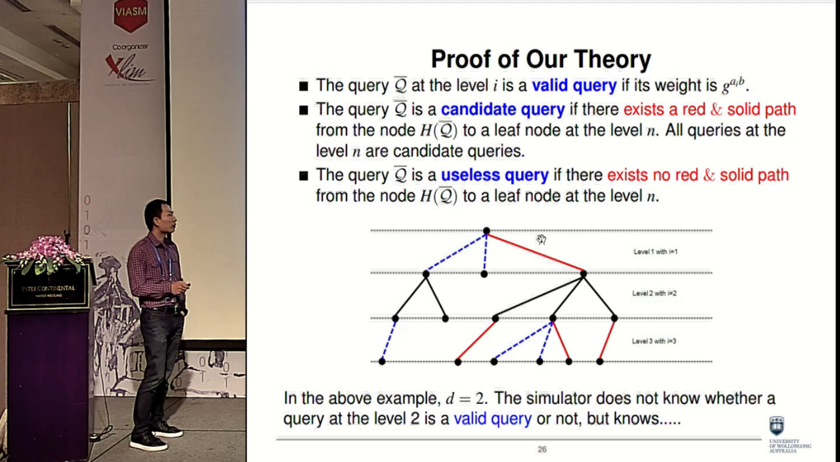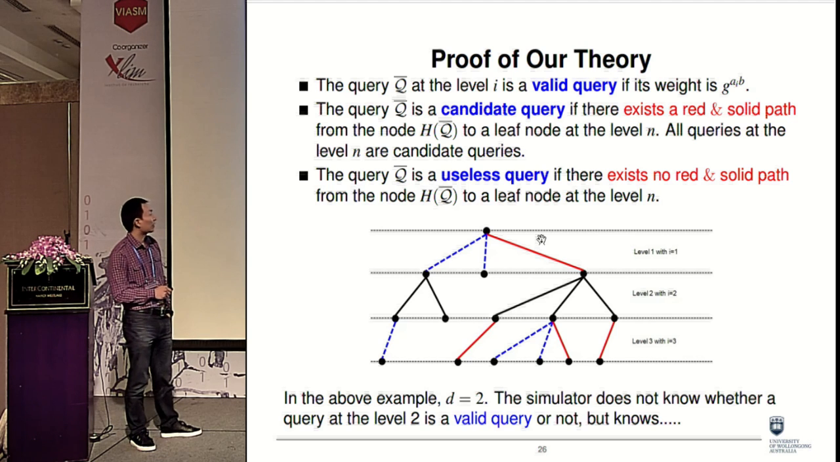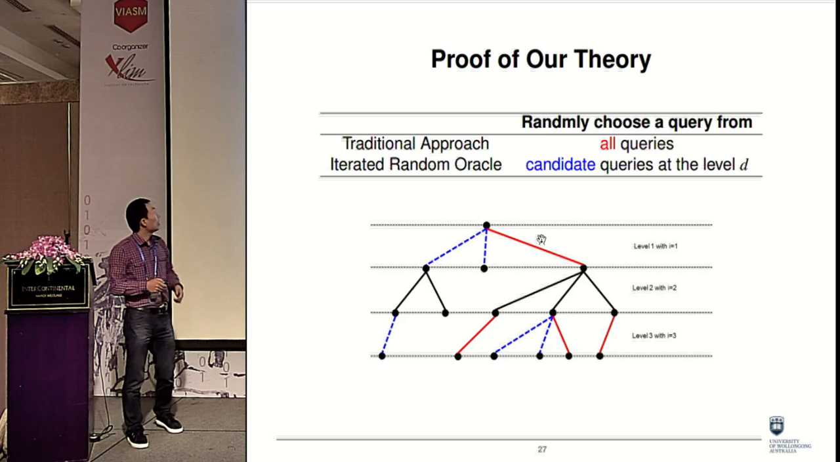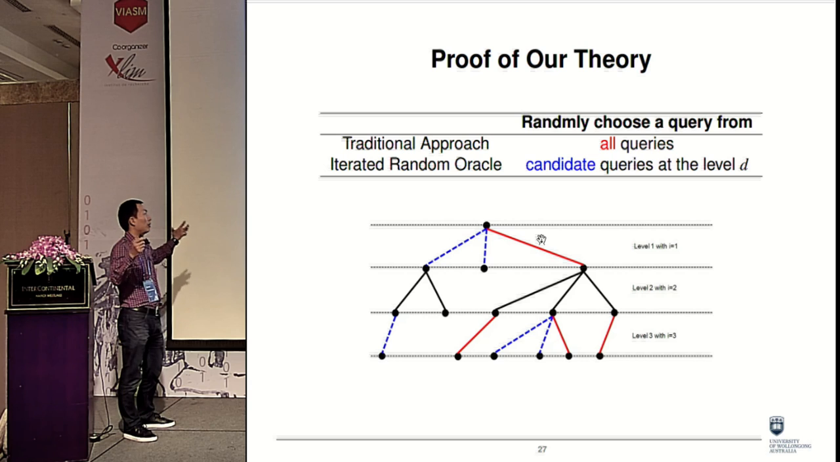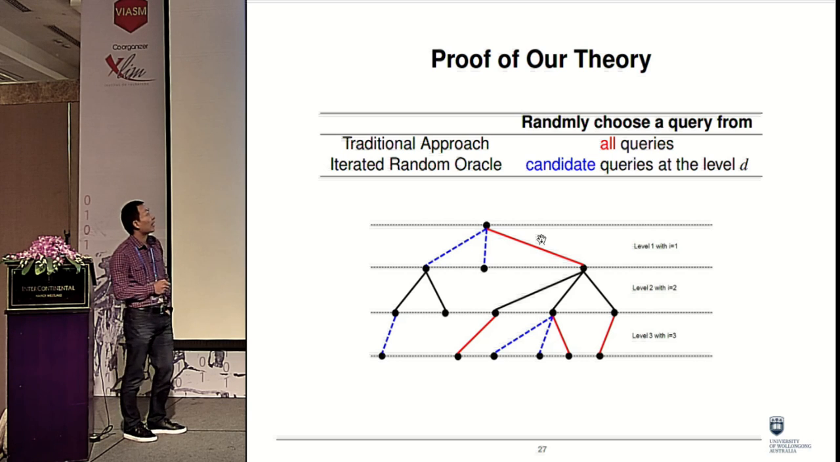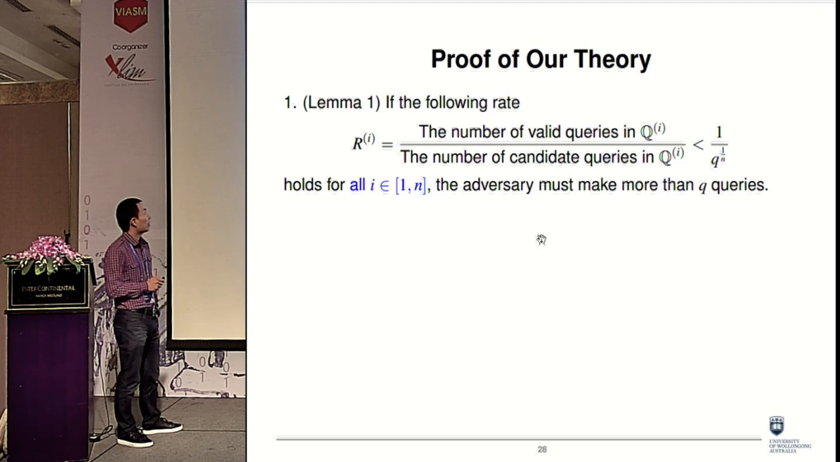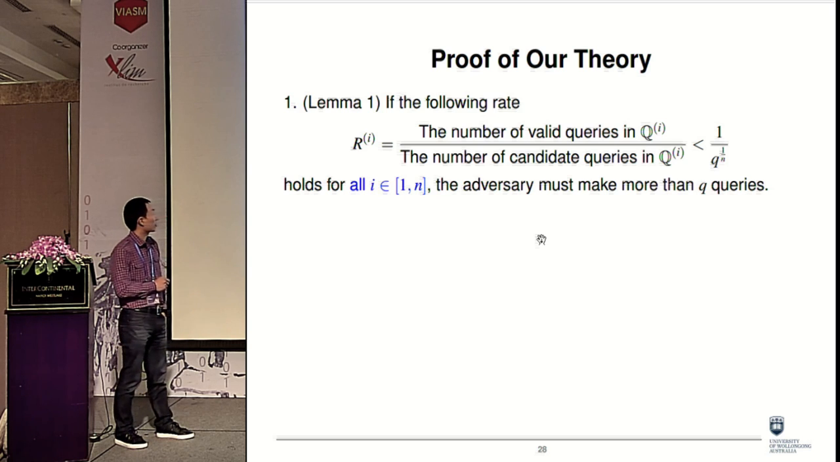Suppose d is true, the simulator doesn't know which query is a valid query. Okay? But according to the definition, these two queries are useless because there's no red and solid path to a leaf. And these three queries are candidate queries because they do have a red and solid path to a leaf. And this is the main difference between ours and the traditional approach. In the traditional approach, we just randomly choose a query from all queries in the query set with queue number q. But in our approach, we randomly choose one query from candidate queries at level d only. And in this work, we use the level-one analysis to have this kind of result. If the number of valid queries at level i over the number of candidate queries at level i is smaller than this probability, and this holds for all i, then we prove that the adversary must make more than q queries.